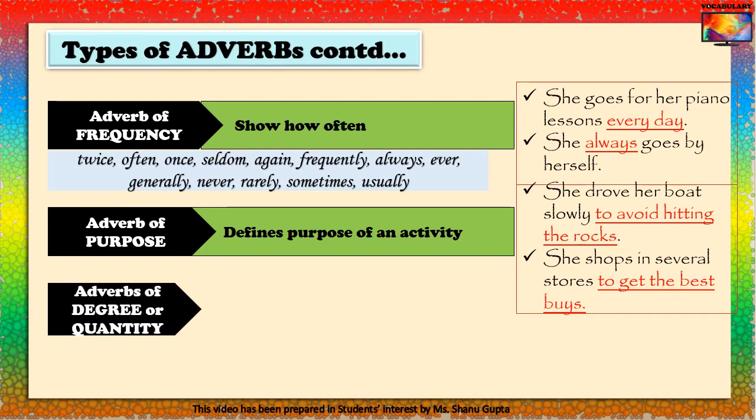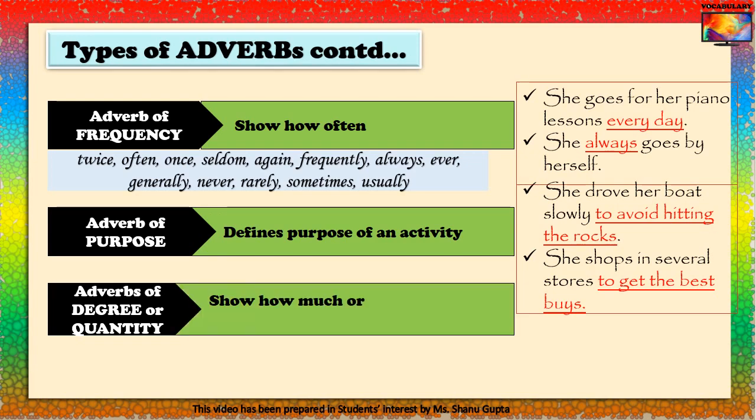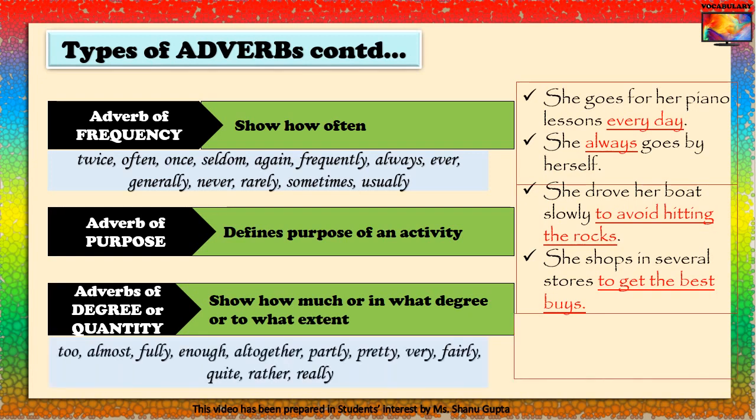Adverbs of degree or quantity. Also known as intensifiers, they show how much or in what degree or to what extent. She sings pretty well. Sings well. Well to what degree? The answer is pretty well. The sea is very stormy. Stormy to what degree? The answer is very stormy.